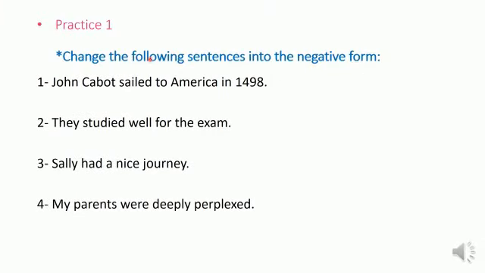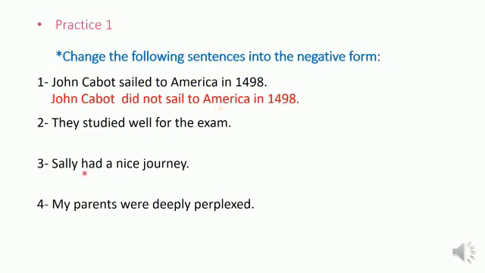Practice 1. Change the following sentences into the negative form. Of course, these are affirmative sentences. We have to change them into the negative form. Number 1. John Cabot sailed to America in 1498. Here, John Cabot is the subject. We have to write it. Sailed, we have to add did not. Then the verb sailed, change it to the base form sail. So it becomes John Cabot did not sail to America in 1498.